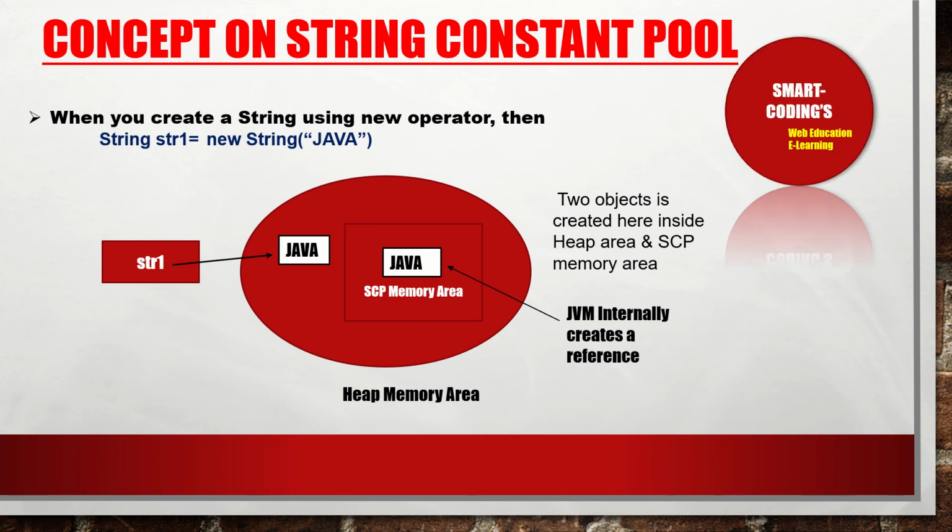Now, what is heap memory area? What is an SCP memory area? Heap memory area is the area where all the objects are stored. Keep in mind, whenever we create a new object using a new operator, all the objects are stored in heap memory area. Just keep this in mind. But in case of string, the concept is a little bit different. All the strings are stored in SCP memory area. Because we are using new here, it is created in heap first, then it will be created here in SCP memory area, and this reference will be created by JVM internally.